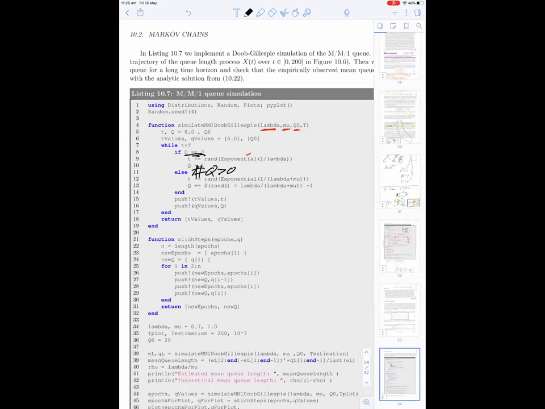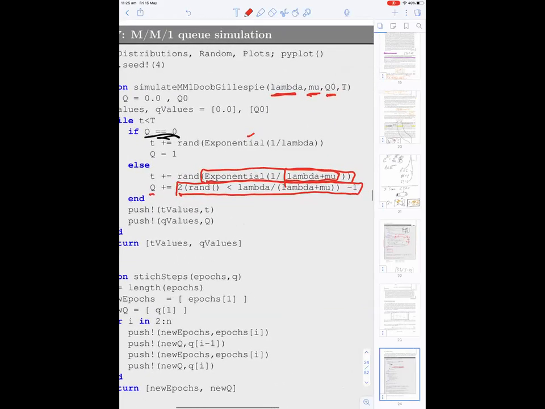then your sojourn time is going to be now an exponential with the rate, which is the sum of the rates. So the mean is going to be the inverse of the sum of the rates. And then you're going to move, this basically means you add to Q either plus one or minus one. So look at this and see how this works.